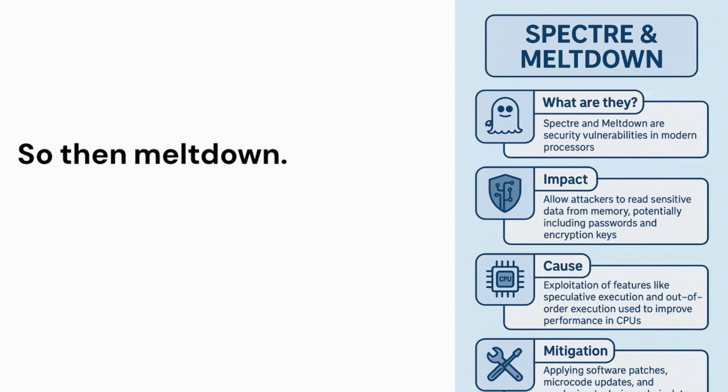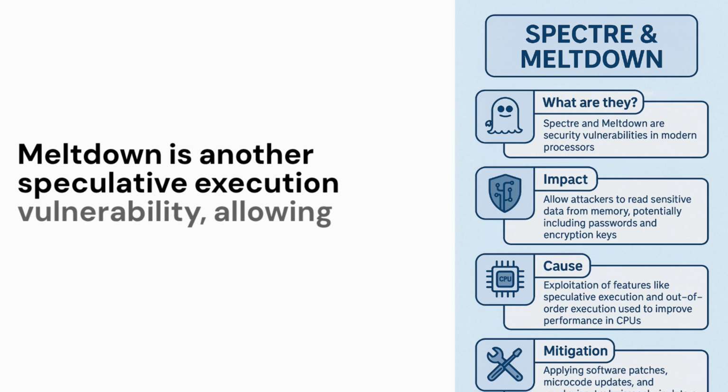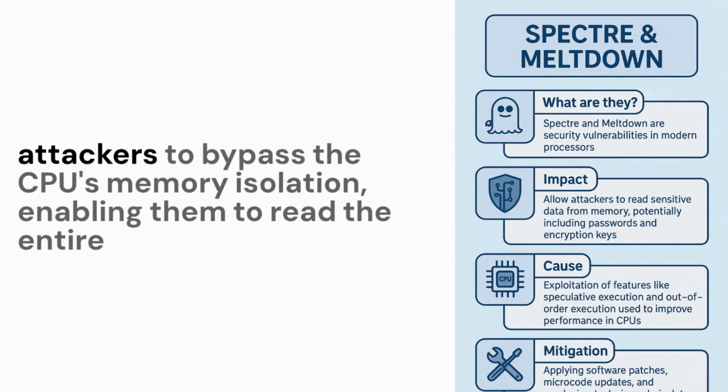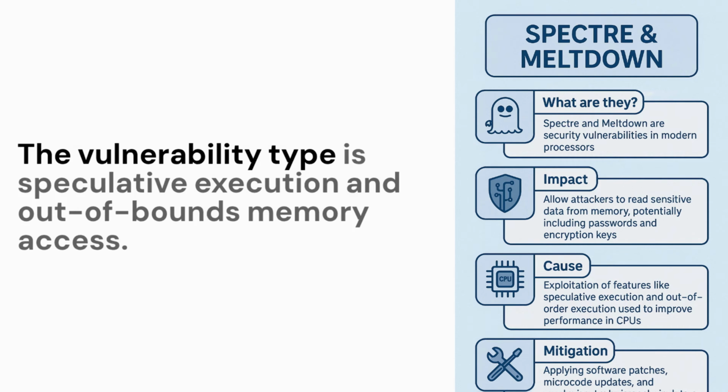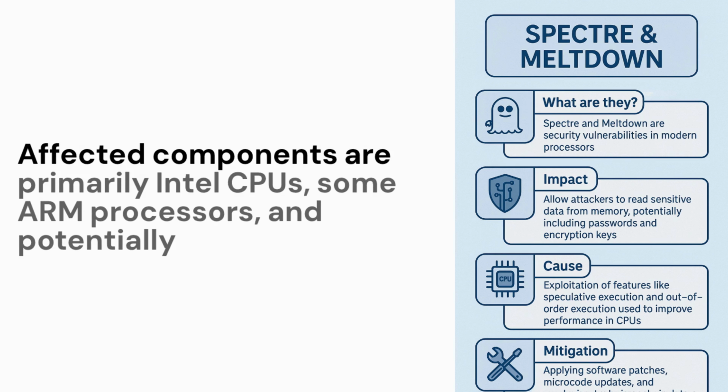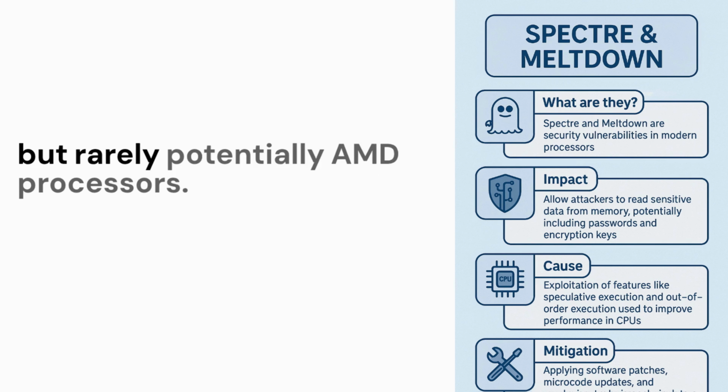So then Meltdown. Meltdown is another speculative execution vulnerability, allowing attackers to bypass the CPU's memory isolation, enabling them to read the entire physical memory of a machine, including kernel and user data. The vulnerability type is speculative execution and out-of-bounds memory access. Affected components are primarily Intel CPUs, some ARM processors, and potentially, but rarely, AMD processors.